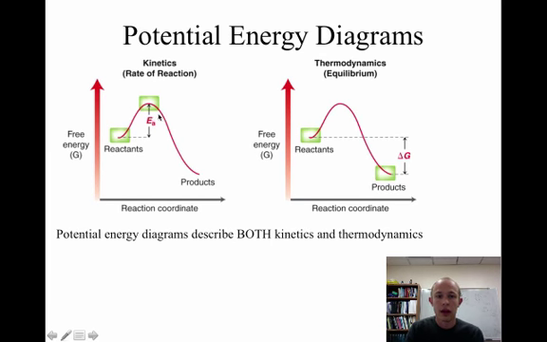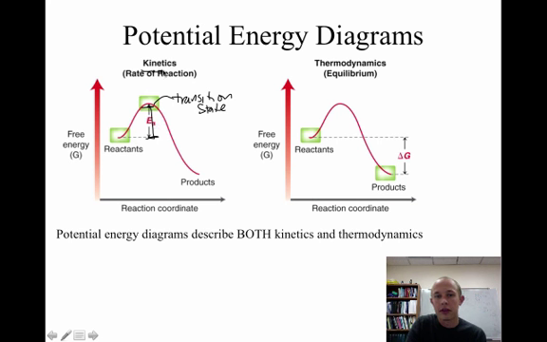Okay, so again, we can get two pieces of information out of a potential energy diagram. If we look at this part right here, the distance from the reactants to the transition state, so this is the transition state, if we look at the difference in energy of the transition state and the reactants, that's going to tell us the activation energy. Low activation energies mean faster reactions. Larger activation energies mean slower reactions.